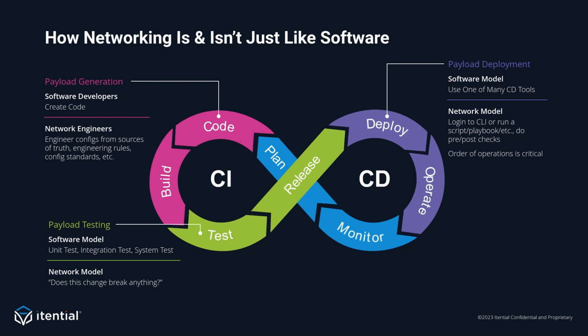So that is one stage that's very different. Second would be around testing. In the software testing model, there's a consistent approach for doing unit testing, integration testing, system testing. Unfortunately, in the networking world, in most environments, the testing happens as part of the production rollout.